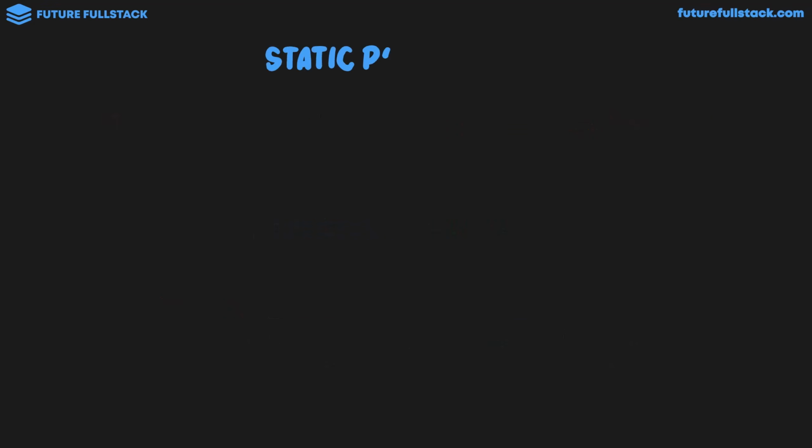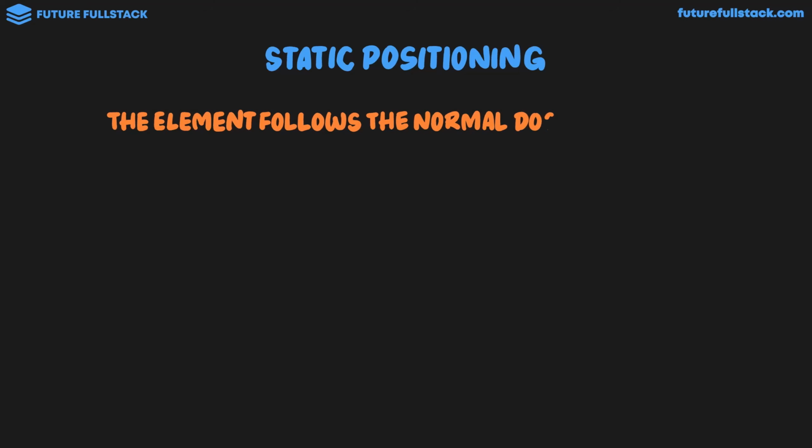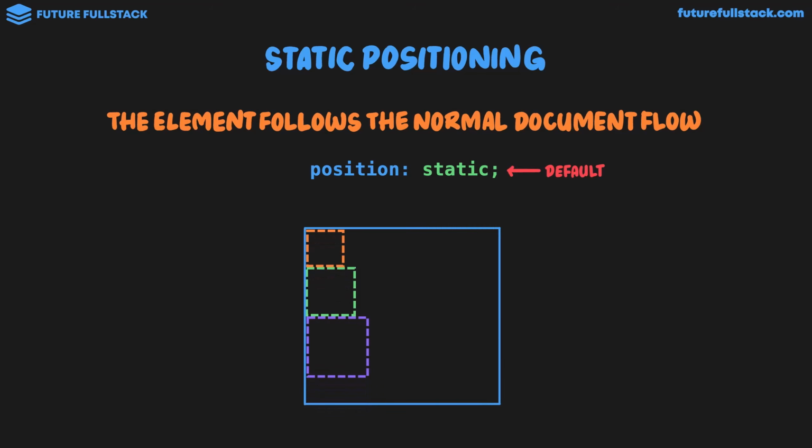So let's first look at static positioning. Static positioning is when the element follows the normal document flow. In CSS, we have position static, where static is the default value. It's the standard behavior of elements and what you would be used to seeing, where elements just follow normal flow. In diagram form, we have three slots designated for our elements, and our elements just occupy these slots. These elements are block elements, so block elements will stack on top of each other like this.